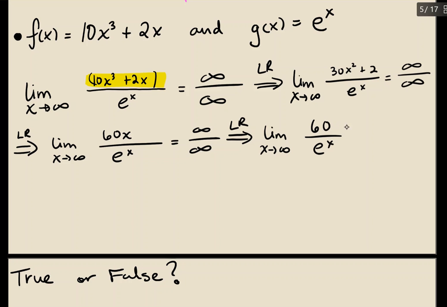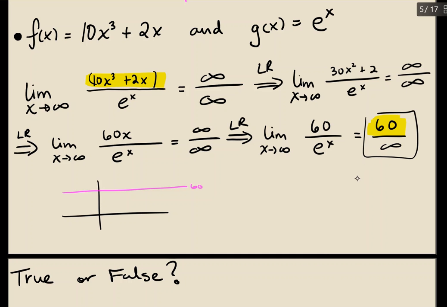Okay, and now 60 is a fixed number. Its limit as x goes to infinity: 60 is just the horizontal line at height 60. So as x goes to infinity, the outputs are staying consistently at 60. So this limit would be 60, but e to the x is still approaching infinity. So what we have to think about here is we've got a fraction where the top number is some fixed value and the denominator is increasing without bound. That overall is going to make a fraction that is tending towards 0. So the value of this limit would be 0 for that reasoning.